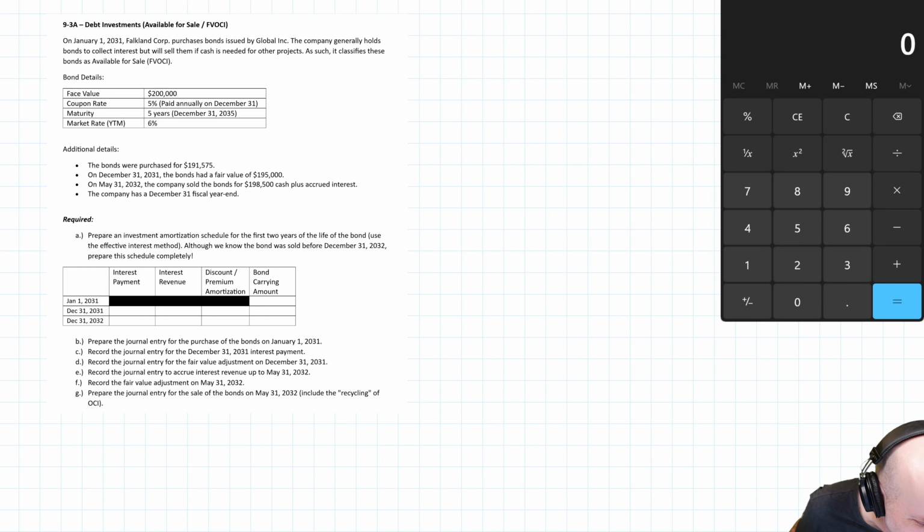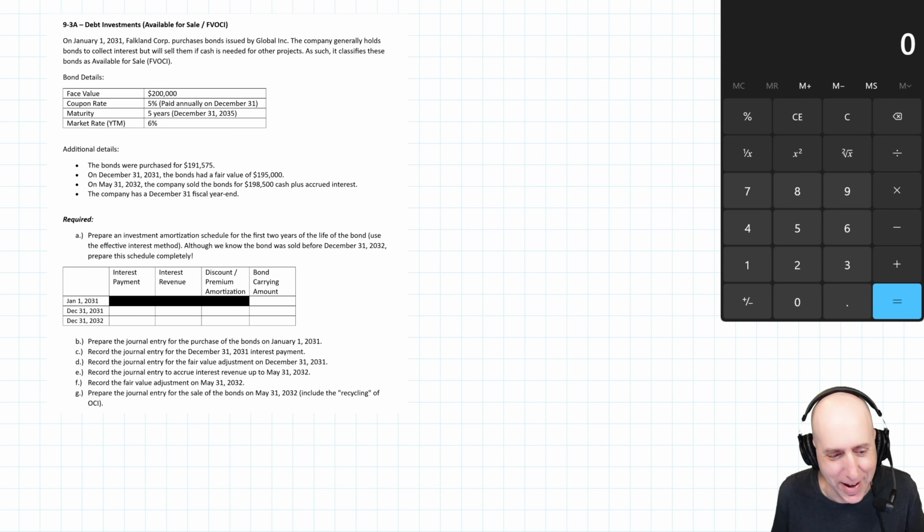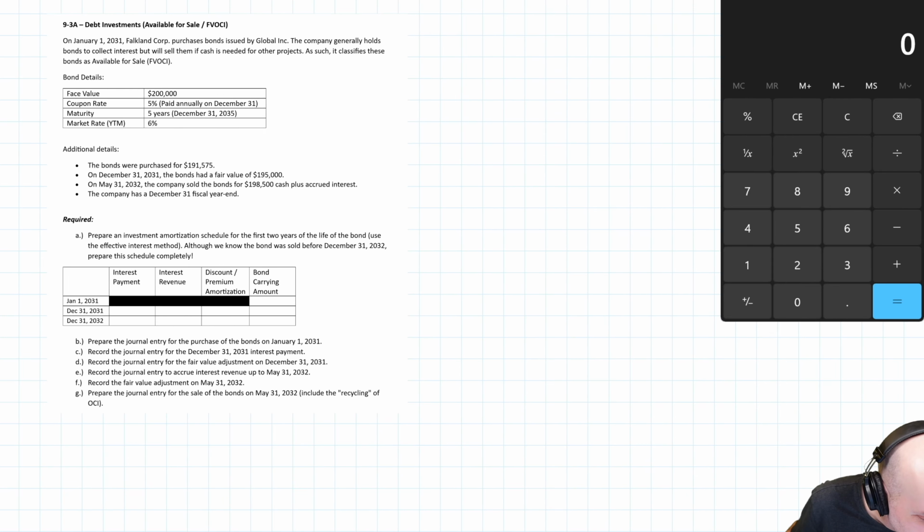On January 1st, 2031, Falkland Corp purchases bonds issued by Global Inc. The company generally holds bonds to collect interest, but will sell them if cash is needed for other projects. As such, it classifies these bonds as available for sale, aka FVOCI, fair value through OCI. The face value of the bonds is $200,000. Coupon rate is 5%, paid annually. 200,000 times 5% is $10,000 annual payments, and they're going to last 5 years. Market rate is 6%. Well, if our coupon rate's lower than the market, these are going to issue at a discount. The bonds were purchased for $191,575.